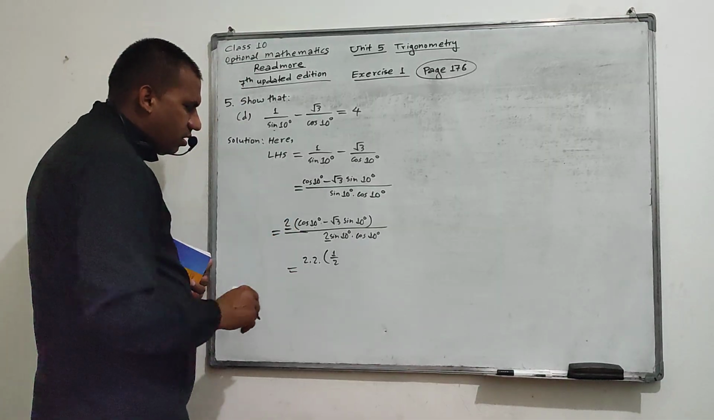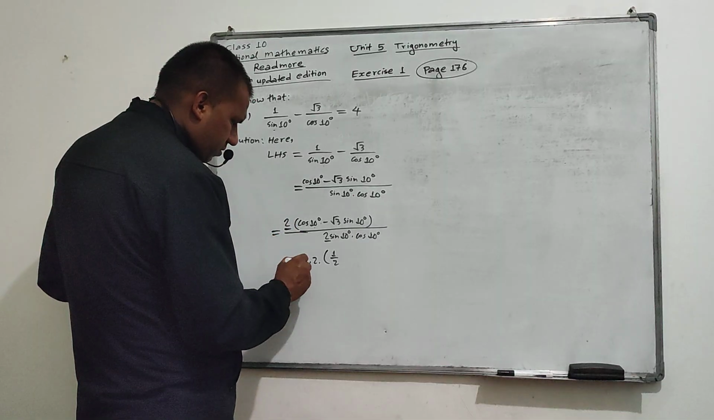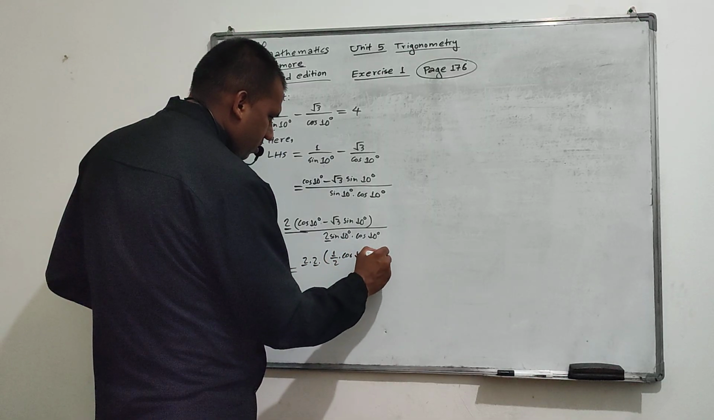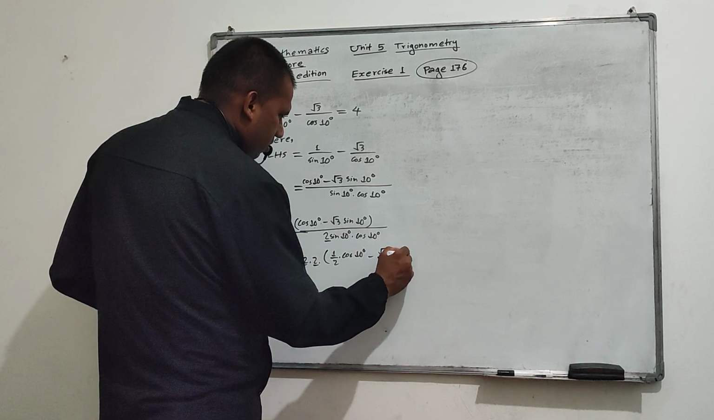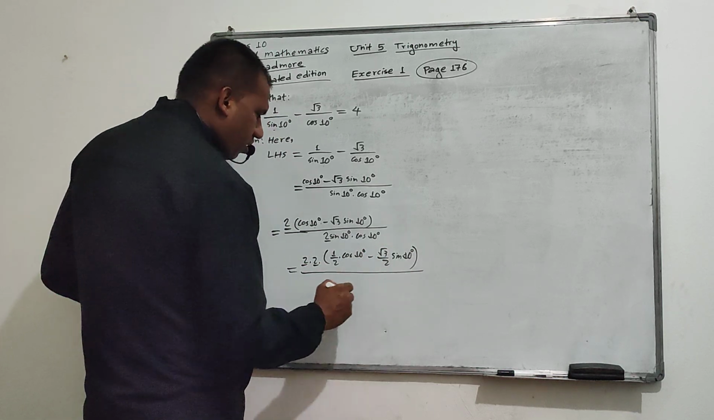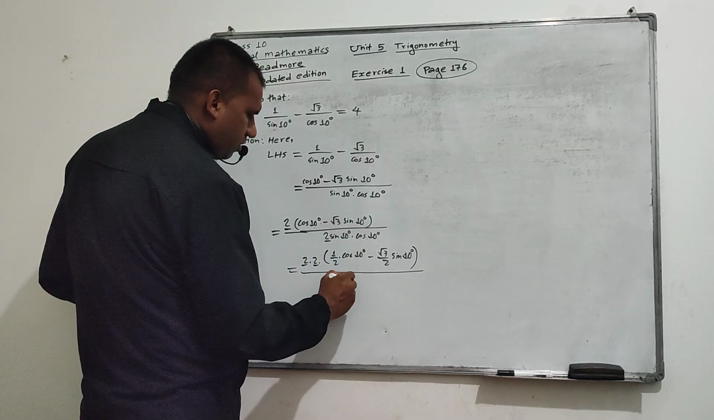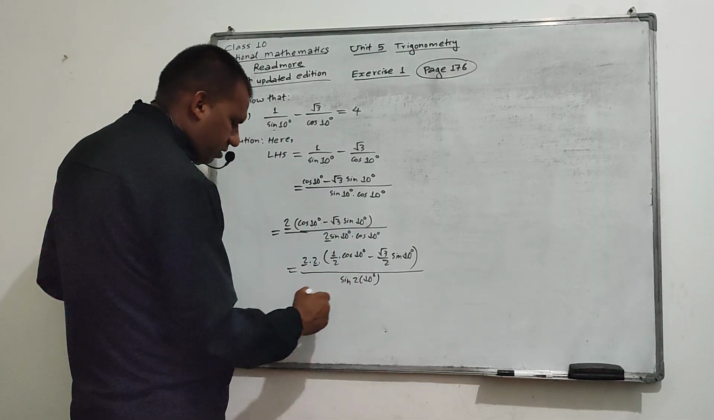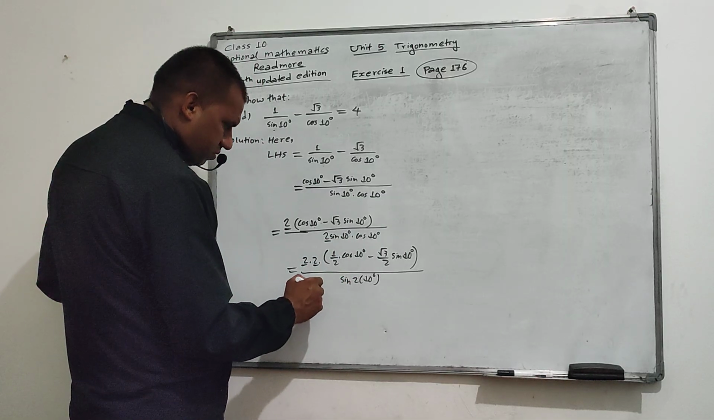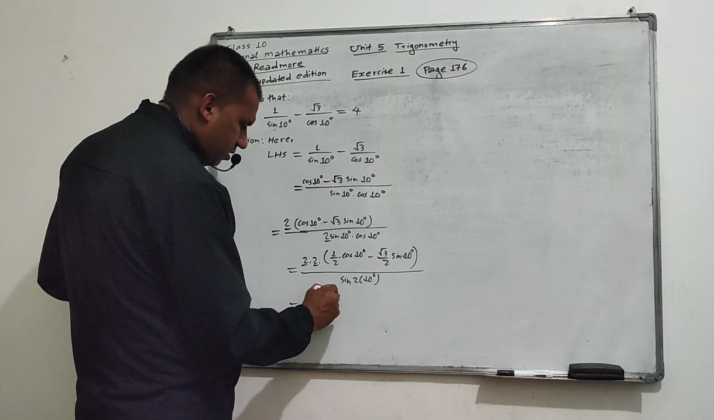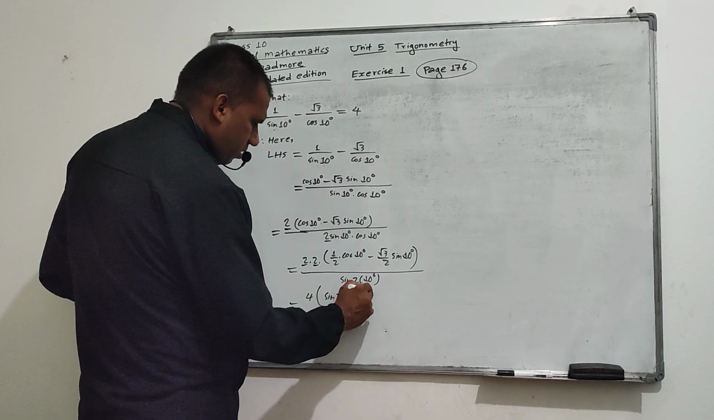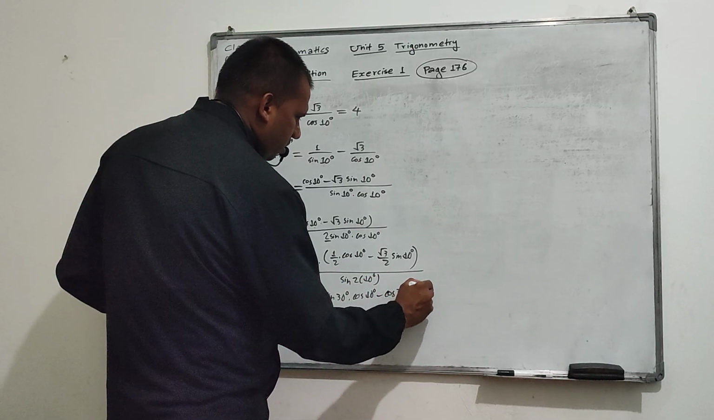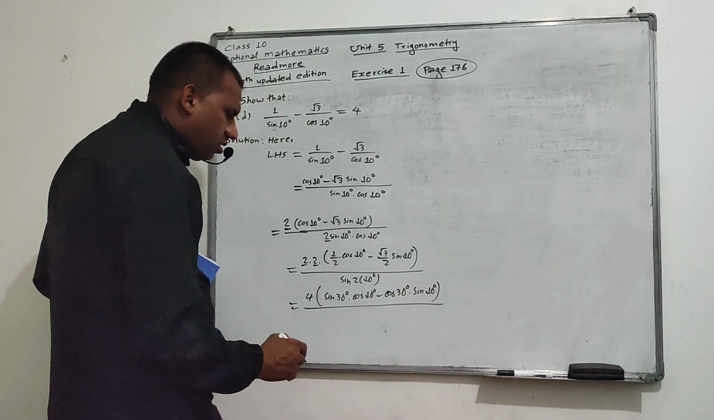Putting another 2 into 2, 1 by 2 cos 10 minus root 3 by 2 sin 10, 1 upon 2 sin 10 cos 10, that is sin 2 into 10, sin 2a equals 2 sin a cos a. Now 2 to the 4, 1 by 2, that is sin 30, cos 10 minus root 3 by 2, that is cos 30, sin 10, 1 upon sin 2 into 10.